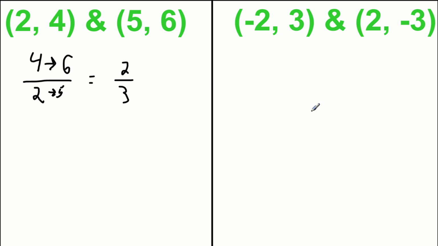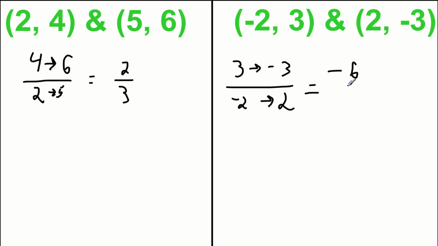All right, second one. Brian? -3/2 is correct. So we're going from 3 to -3 for the y values. The change in x is going from -2 to +2. From 3 to -3, how far is that? 6, and it's decreasing, so that makes it a -6. -2 to +2, that's a distance of 4.